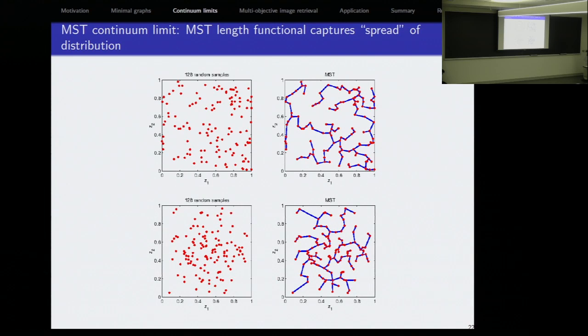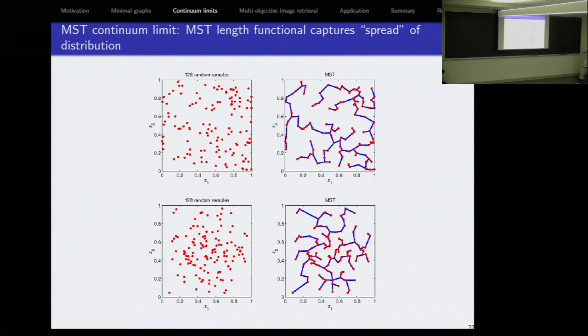To motivate this, if you just do an experiment, you can see that the minimal spanning tree, if you look at 128 samples over the unit square, following the uniform distribution, versus a non-uniform distribution that's concentrated in the center, that the overall spread of the points is going to determine the length of the optimal graph. So the length of the minimal spanning tree for the uniform distribution is greater than the length for the more concentrated distribution.